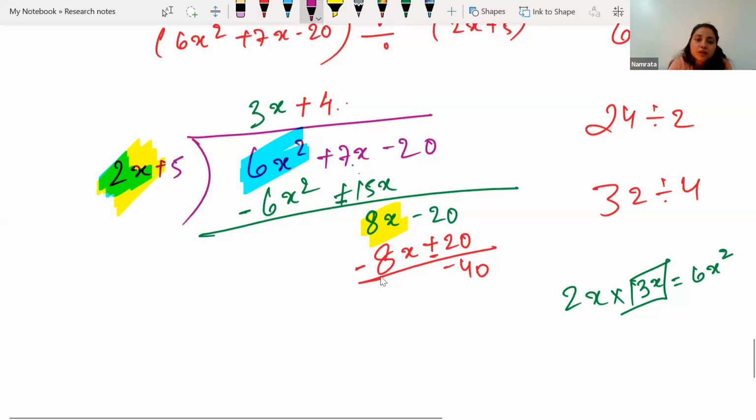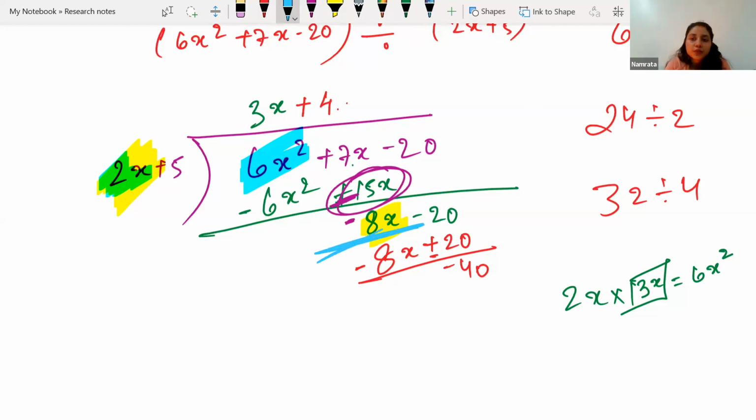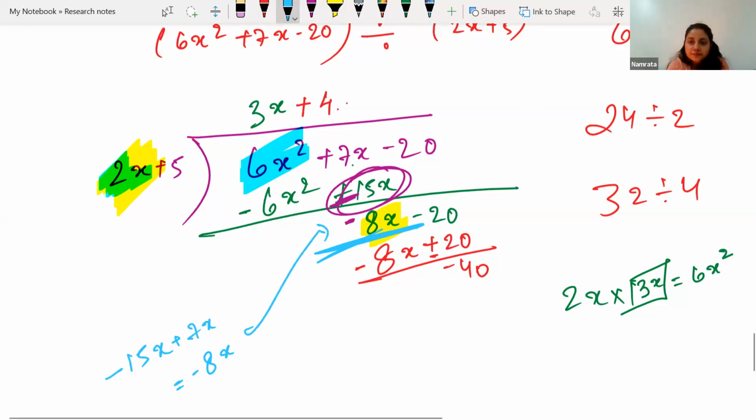One thing we are missing over here, that minus 15. This minus 15 plus 7 will be minus 8, right? So our quotient over here will not be plus 4. It will be minus 4, because we need minus 8. If you focus on the yellow part, you can see minus 8x we need. Because we have done the subtraction, minus 15x plus 7x is negative 8x. So here it will be minus 4.